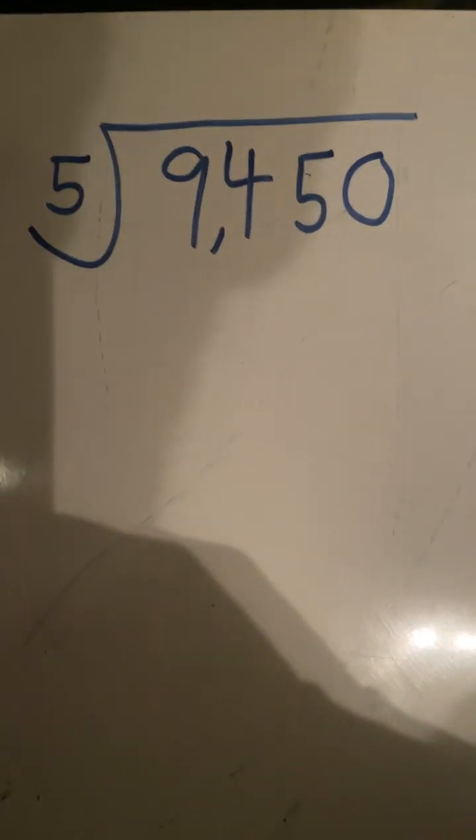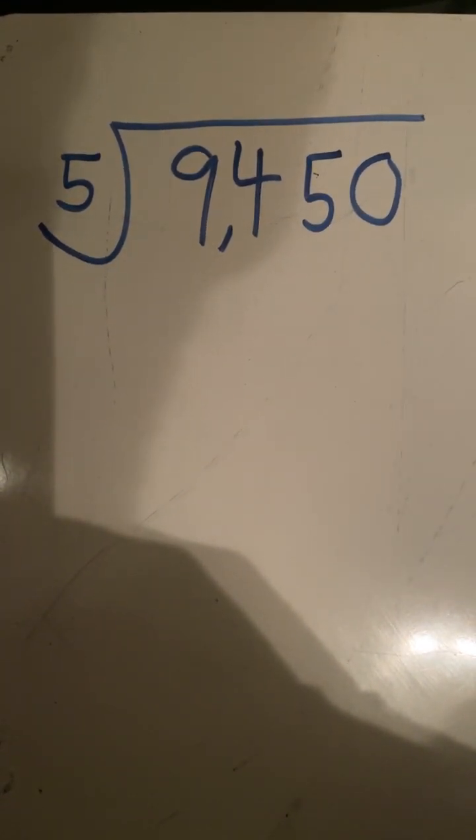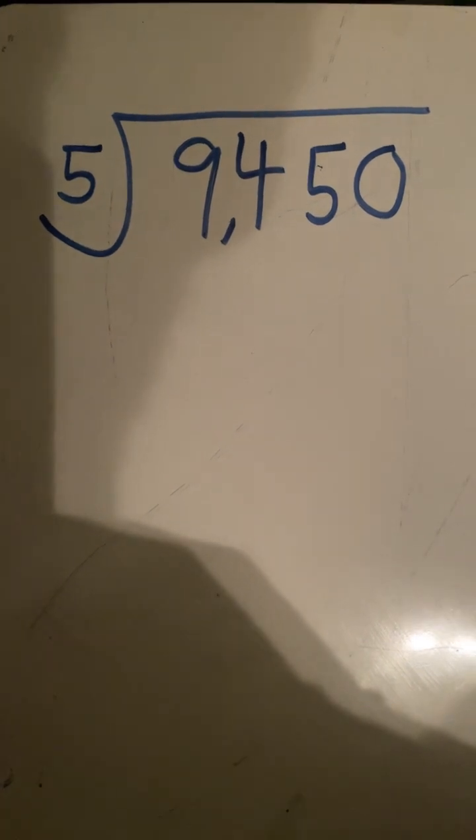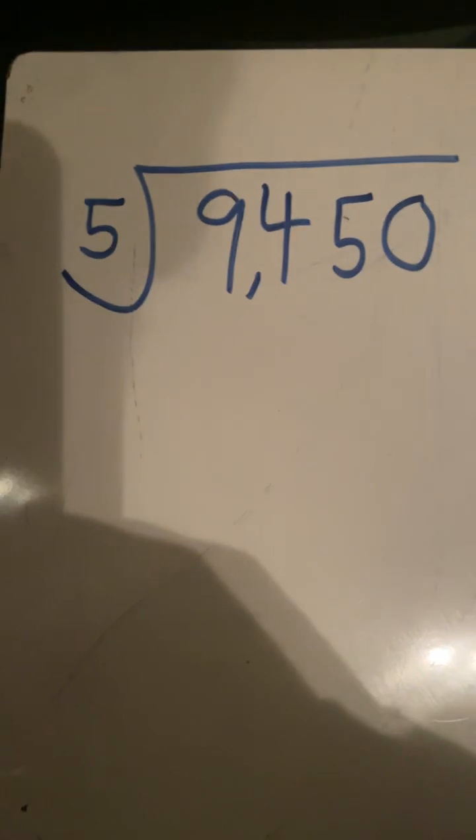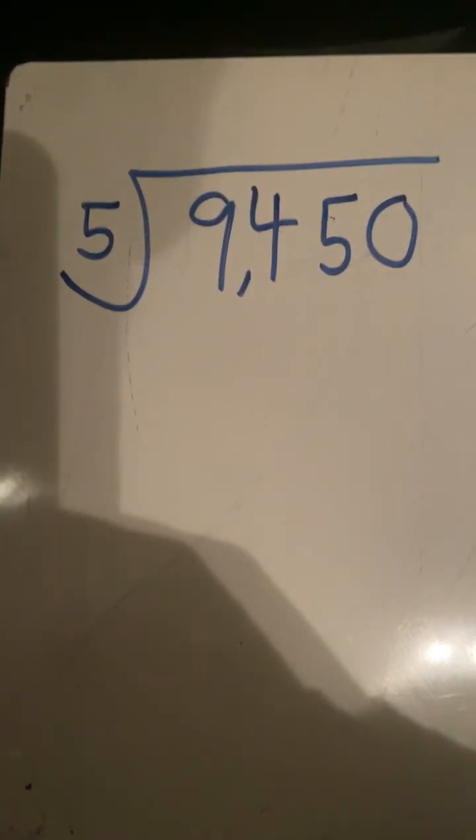All right, so step 1, we're looking for the number within the number. We want to divide by the smallest number possible. Only rule is the number inside the square has to be equal to or bigger than the number outside the square. So 9 is bigger than 5. So we can actually start with 1 digit by 1 digit division. So we're going to figure out how many groups of 5 go into 9.